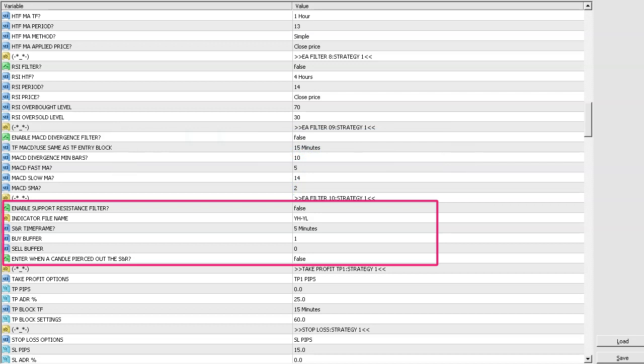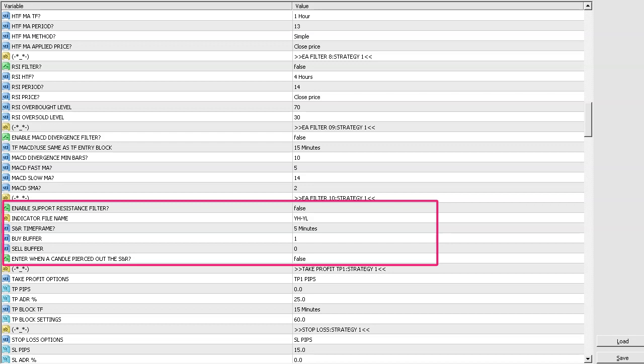Very simple. We have here, if we make it true, of course, we want to activate that filter. Right here we have the indicator file name. So right here, this indicator is yesterday's high and yesterday's low. Very important, it is going to use the default settings. That's number one. And number two, you need to type it exactly how you have it in your indicators file. If you make any mistake in the name, it's not going to take it into account. So you need to name it exactly the same as your indicator file.